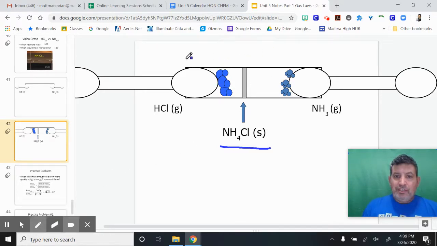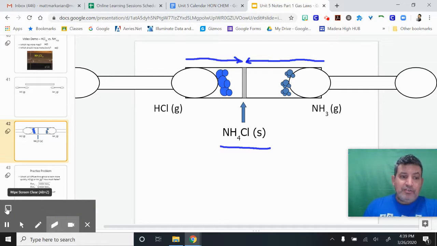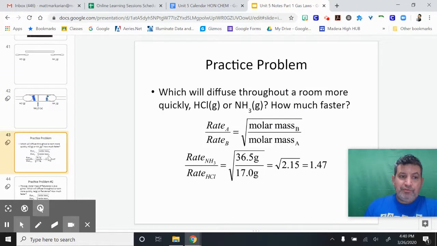Now you notice that the HCl only gets to about this spot, but the ammonia makes it further down the tube, and that's because it's lighter. HCl is heavier, so it's going to move more slowly. So they're going to meet up not in the center of the tube, but off to one side, towards the side with the heavier gas. So that's what that demo is all about, just to show a visual on how those guys move through there.